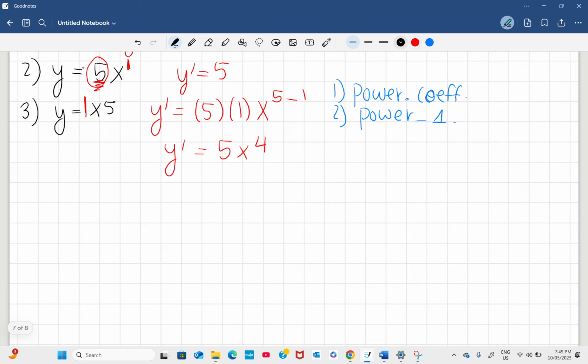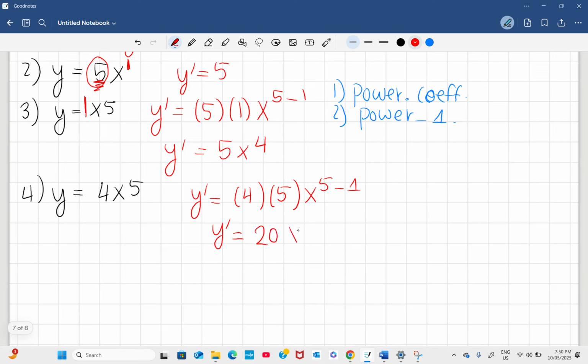My fourth case, let's say I have y is equal to 4x to the power of 5. Now here nothing changes. I'm going to solve normally, the same thing as I did in the one before. So y prime gives me the coefficient, which is 4, times the power, which is 5, x to the power of 5 minus 1. My final answer is 5 times 4 is 20, x to the power of 4.